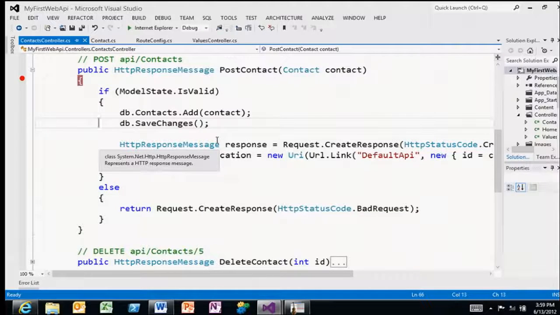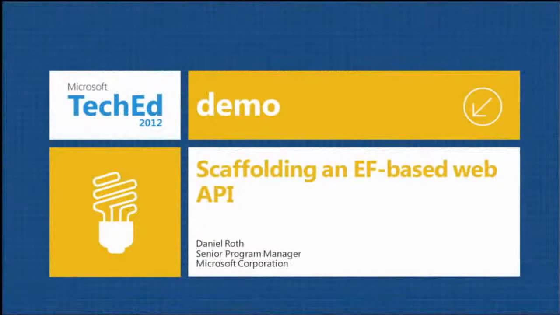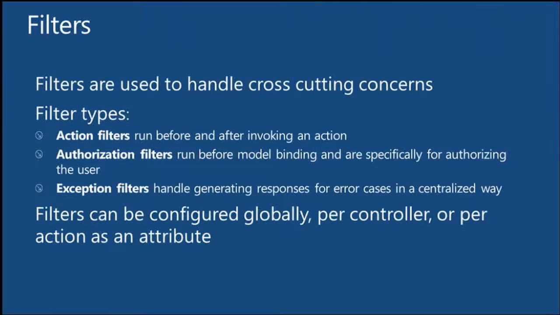Let's go back to this. All right. What about cross-cutting concerns? Like take that validation code that I had: if model state is valid, then do my action. Why do I have to write that in every single action? Why can't I just pull that out and do it in a cross-cutting way? You can. You can do that using filters. This is very similar to the MVC notion of filters, although they are Web API specific.